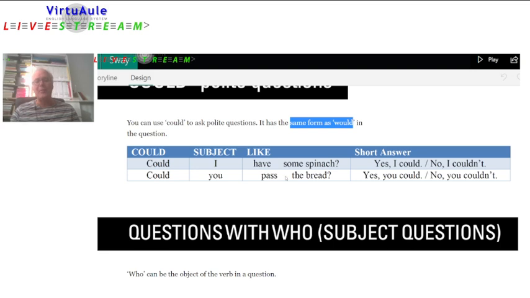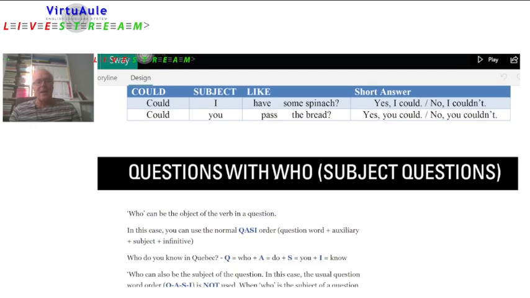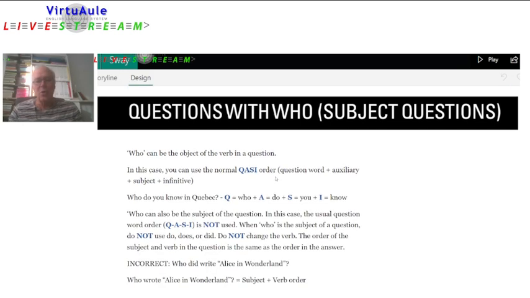Could you pass the bread? Yes, you could. Or maybe you would say, yes, I could. Yes, no, I couldn't. Okay, those are just the forms of the short answers. But you see that the order of could is the same as with would. We have the auxiliary, we have the subject, and then we have the verb in the infinitive form, have or pass.